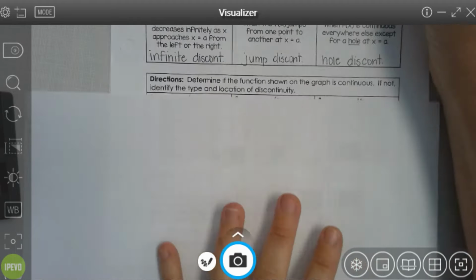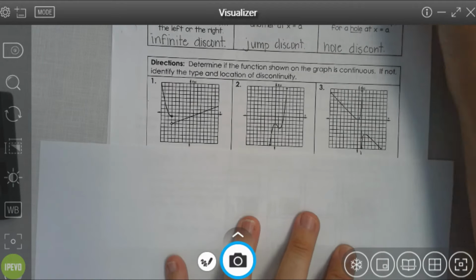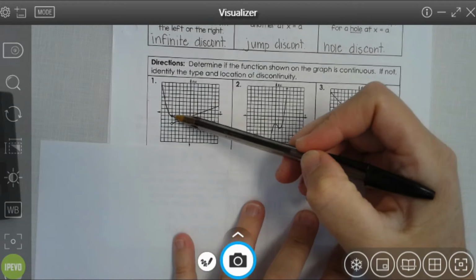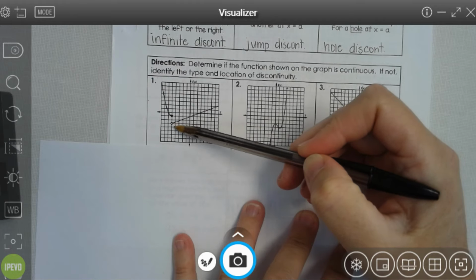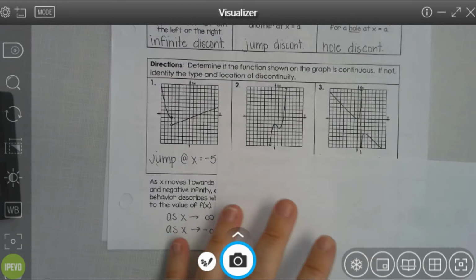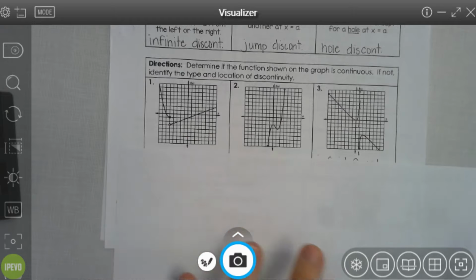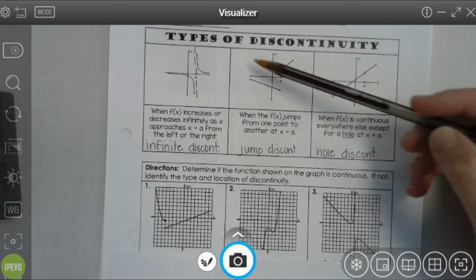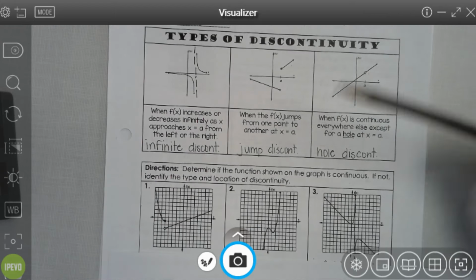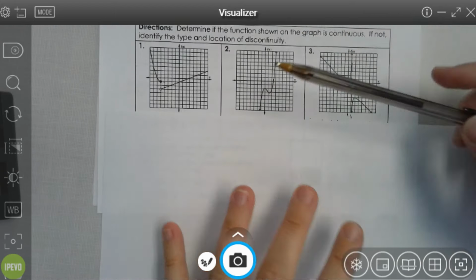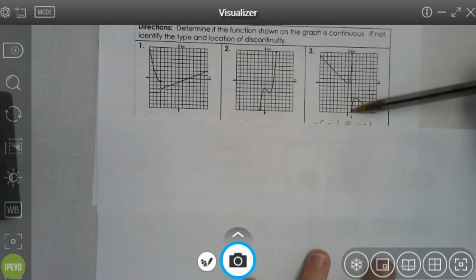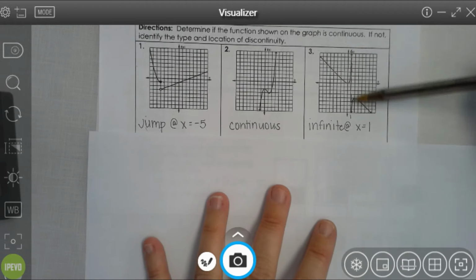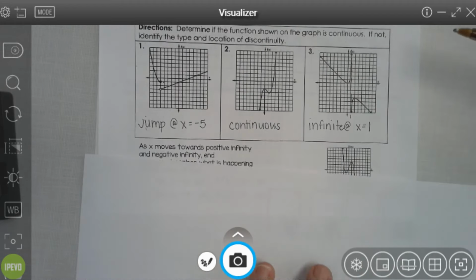So let's look at a couple of different types. So right here, I go from this point, I had to pick up my pen to go all the way down here. So this would be called a jump discontinuity at -5. This one right here doesn't have any of them. So it doesn't have an asymptote and it doesn't jump and there's no hole. So this one's actually continuous on its domain. And then this one right here has an asymptote at the 1. So it would be an infinite point of discontinuity.